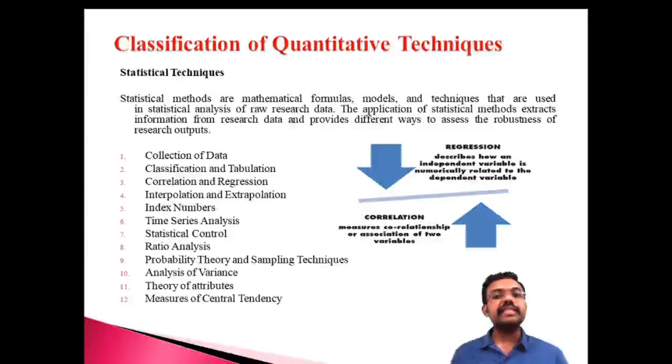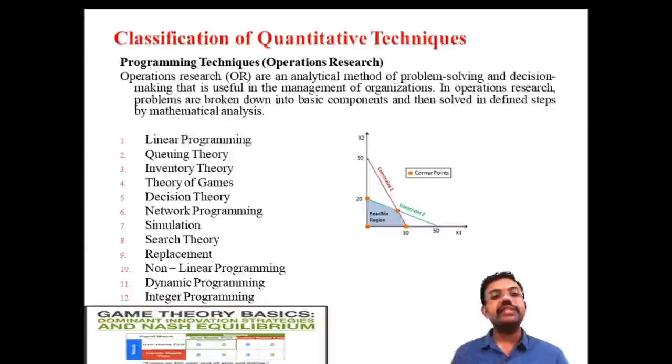And the second one, statistical technique. That means we are using statistical analysis to collect the data, classification, tabulation, correlation, regression, ratio analysis, theory, central tendency. All are part of the statistical techniques. And the third one is the operational research technique. That means OR. Here we perform linear programming, queuing theory, inventory control, game theory, decision making, non-linear theories, integer programming. All are different categories of the programming techniques.